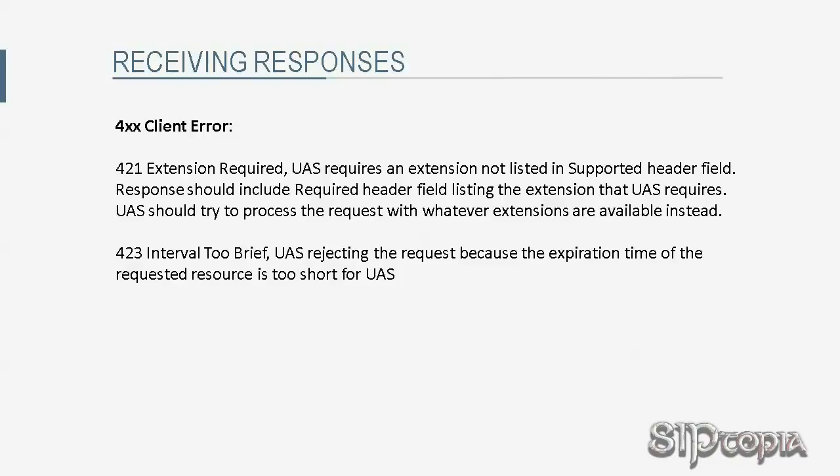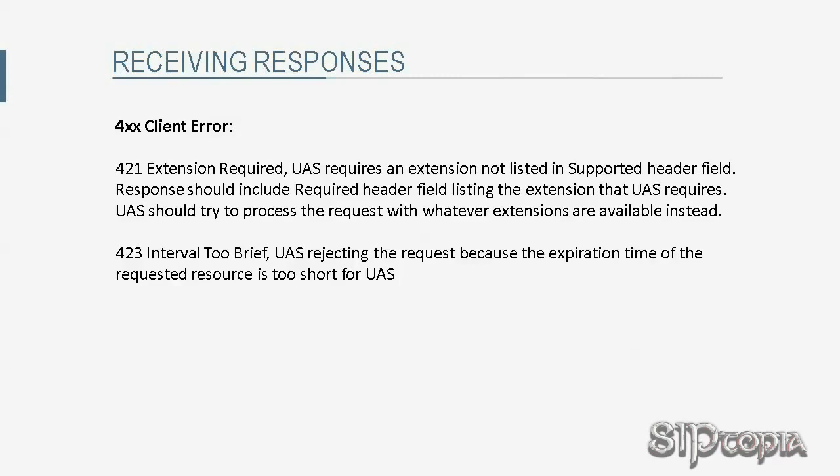Let's say Tarzan calls Jane with an INVITE request that has a Supported header field with only the extension replaces listed. If Jane's SIP phone must have the 100rel extension to properly process the call, it is recommended that Jane's SIP phone first tries to process the call without 100rel. If it is impossible to process the call without 100rel, then Jane's SIP phone should respond with 421 Extension Required and have a Require header field that lists extension 100rel.